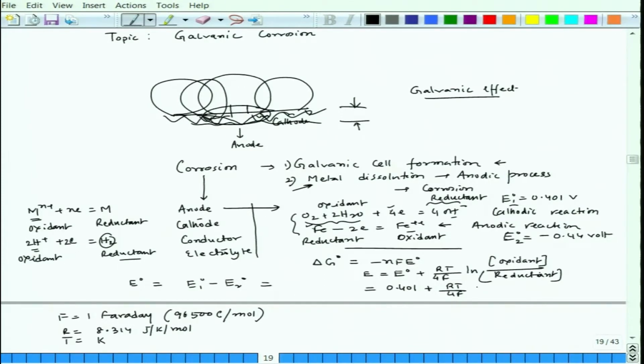Okay. So, now you can write partial pressure of oxygen, because this is the oxidant, into hydrogen water concentration and OH minus ion to the power 4, and second case, this is E1, this is E2, E2 naught plus RT, here the number of electrons involved is 2, ln oxidant, here it is iron ion, and this is the Nernst equation.